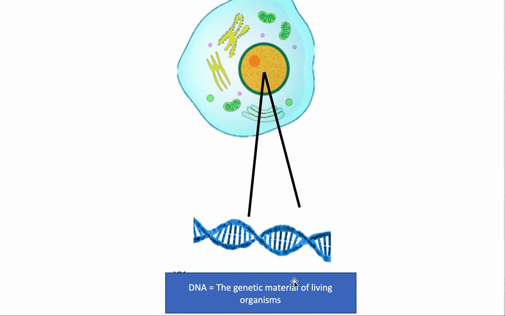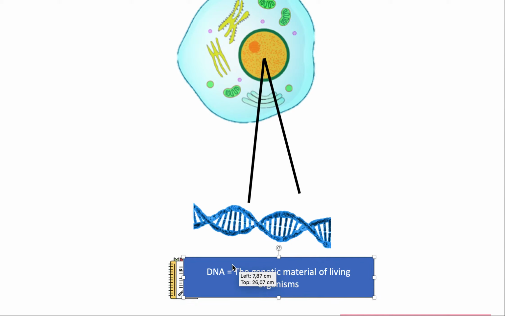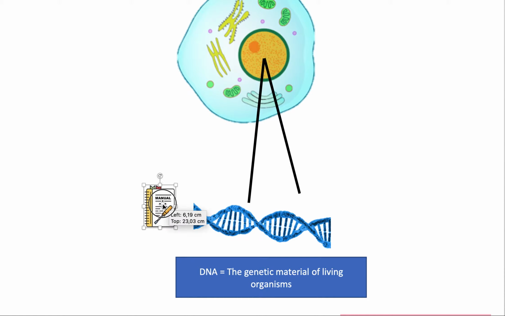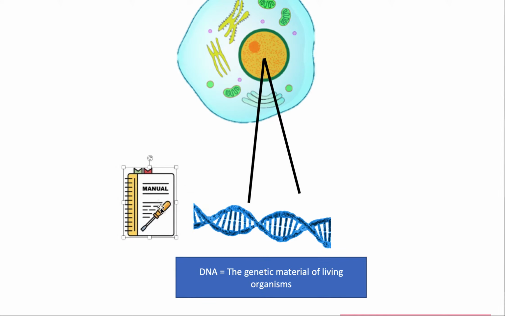So your textbook will tell you that DNA is the genetic material of living organisms. But in simple terms, let me try and explain this to those who don't really understand. So DNA is like your instruction manual. So pretend you order something online and it gets delivered to your house, say like a gym set. Sometimes they come with instruction manuals, right? To teach you how to build the specific equipment. So each equipment will come with a different instruction manual because they are meant to be built differently, right?